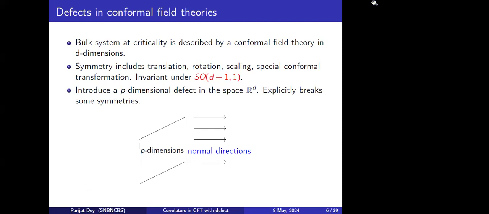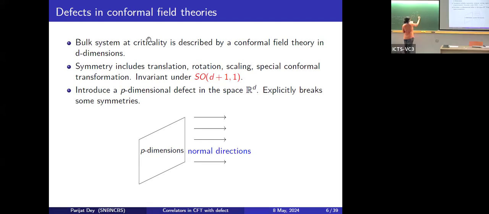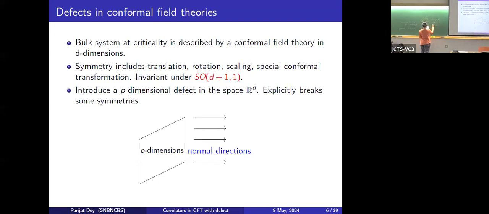With this, the normal directions will have d minus p coordinates, so we can separate out the coordinates like this. We will have a coordinates on the plane and i coordinates in the normal direction, where a runs from 1 to p and i runs from p plus 1 to d.